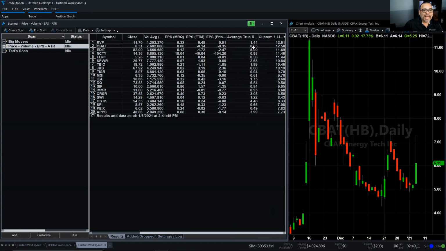CBAT is moving an average of 65 cents per day. That's about 12% if you take into account the value of the stock. So it's an interesting way of looking at the scan.